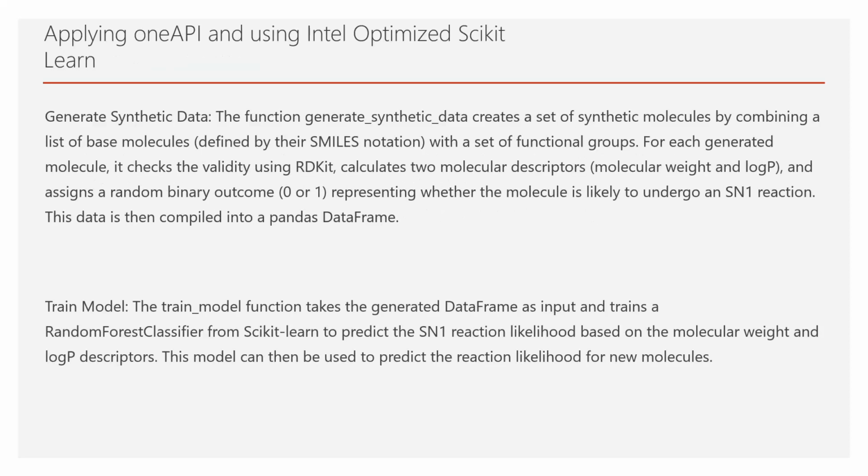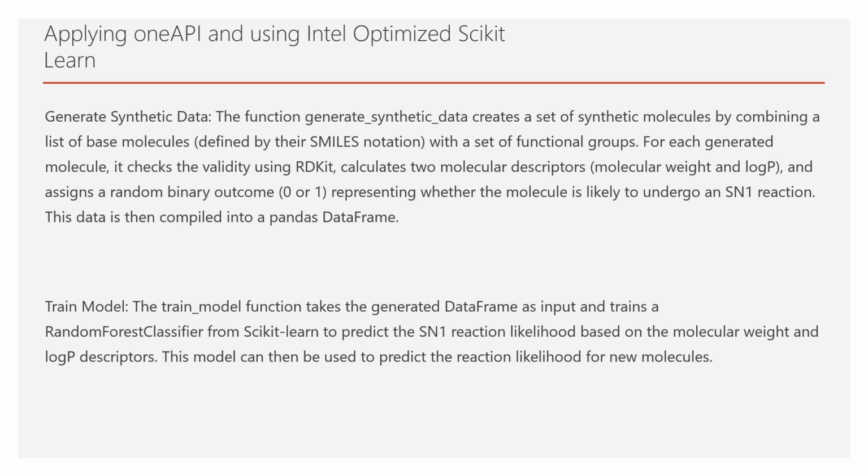So what we are trying to do, we are applying oneAPI and using Intel optimized Scikit-learn. We would be predicting if a compound that is being generated is likely to undergo an SN1 reaction or not. So first, we are generating synthetic data. The function creates a set of synthetic molecules by combining a list of base molecules defined by the SMILES notation. You can go back to my earlier videos to see what a SMILES notation itself is, with a set of functional groups.